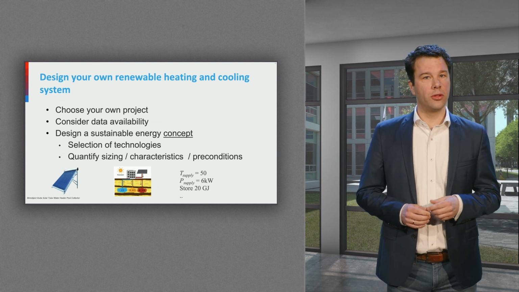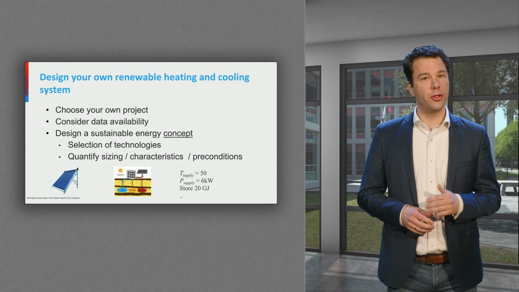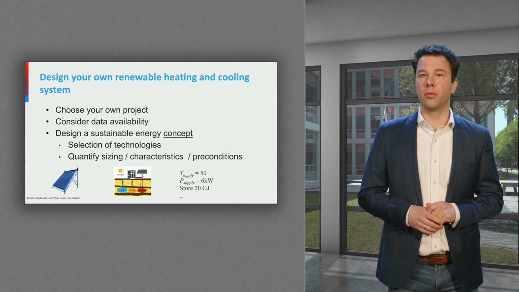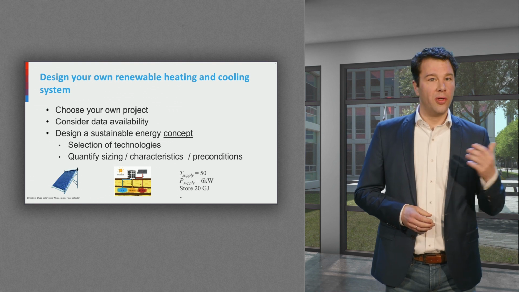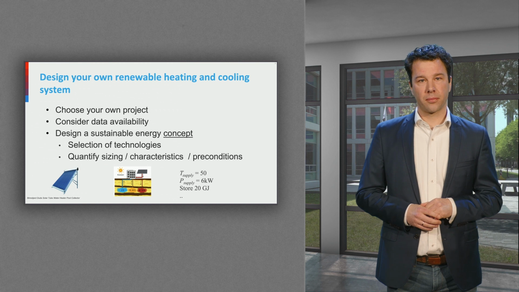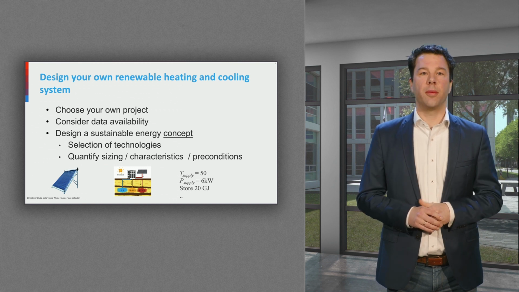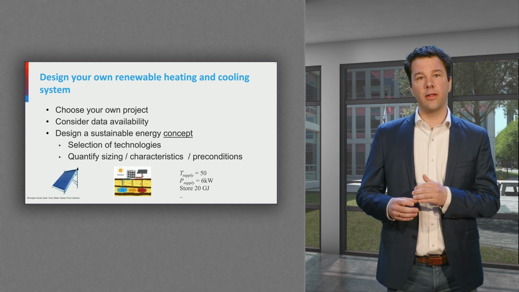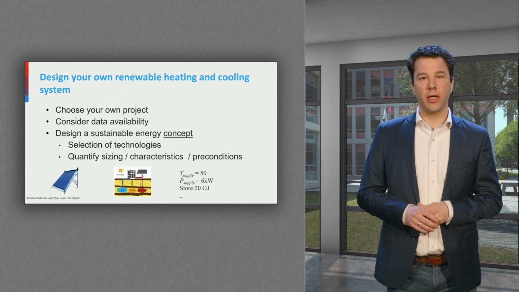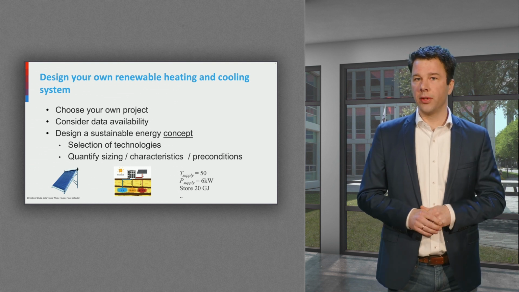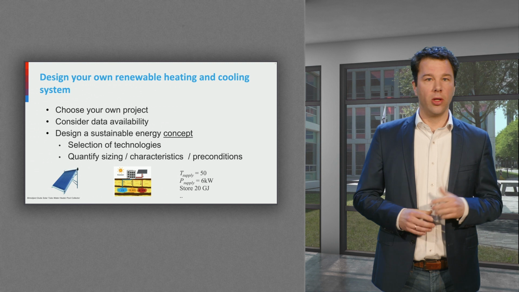Usually there are multiple options for sources, storage and distribution and conversion, so you can make different concepts by combining the different possible technologies. You will then have to evaluate the different concepts to select the best one. And that's where we stop in this assignment. The result of this assignment is that you have selected technologies needed and made a first quantification on the sizing of them. This is what we call a sustainable heating and cooling concept.